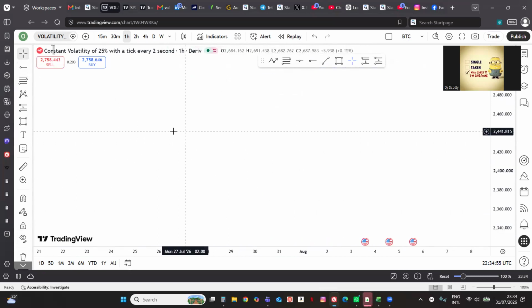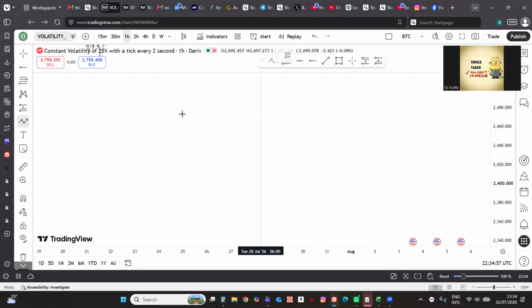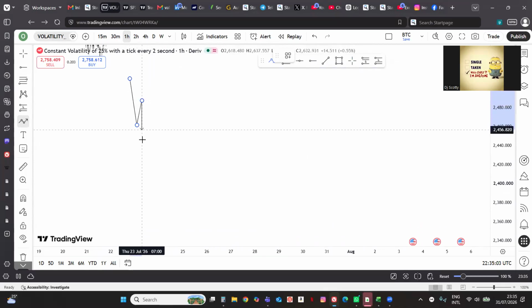And that becomes your entry. Now, you can also have a sweep of liquidity that is like this. Let's say the market is coming from a downtrend and we have the market come and sweep this liquidity.